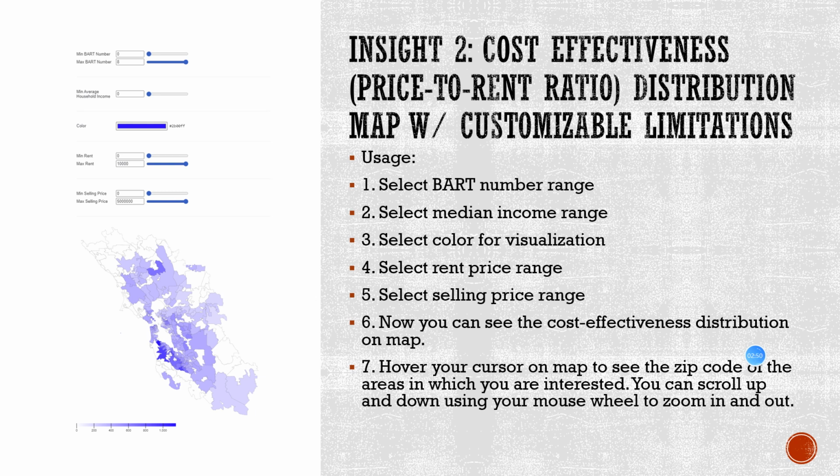For example, the rents are both $3,000 a month, and the selling price in the first area is $2 million, and in the second area is $1 million. Then you can consider the $2 million area as an area with better housing quality. The usage steps are similar to the previous one. The user needs to set the filter, and after that they can see the cost effectiveness distribution on the map.